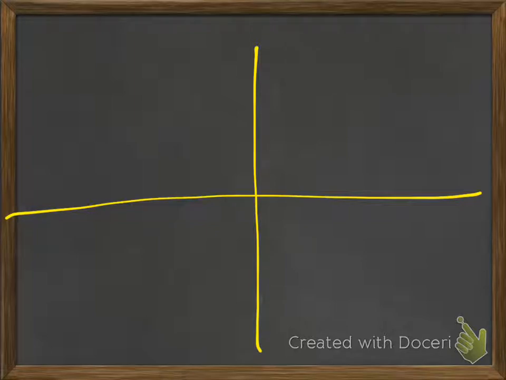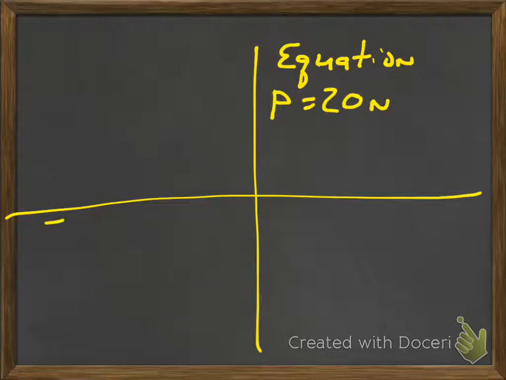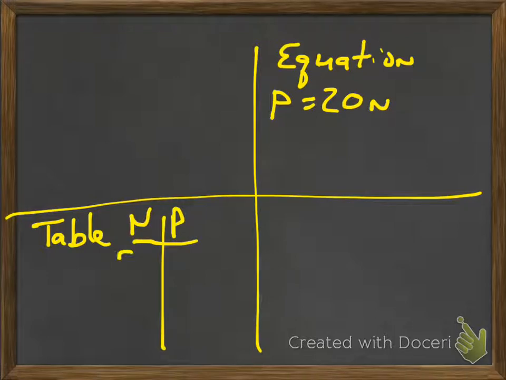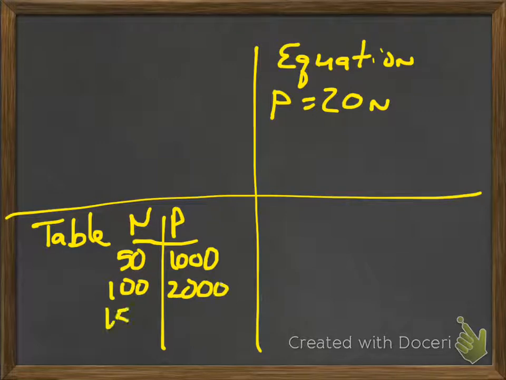Well, I like to do this where I create a four-corner model, and this is something I used to do with my Algebra 1 and MMA classes. And we would look at the different types of things. One, you could have the equation. And the equation might be, like in this case, P is equal to 20N. Then you might have a table, and the table would tell you N is this, P is this, and you got 50, 1,000, 100, 2,000, 150, 3,000, 200, 4,000, so on and so forth.